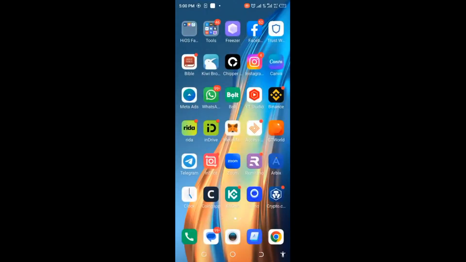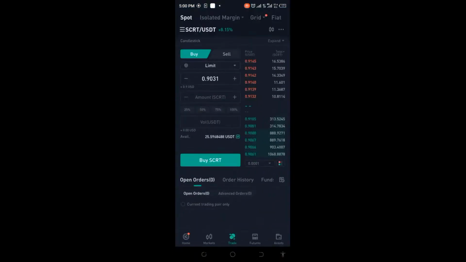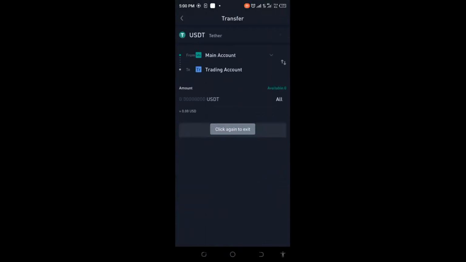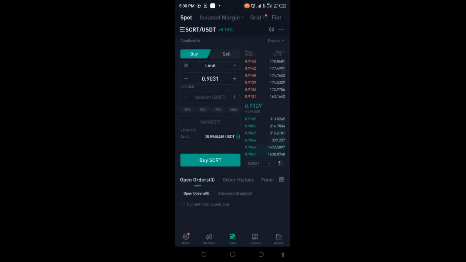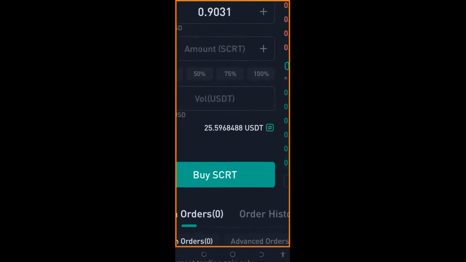Now, what are we getting here? Now, this is always the moment of truth, right? What are we getting here? We're getting 25.59, which is actually a profit. But don't forget, we are going to change this to TRX, okay?